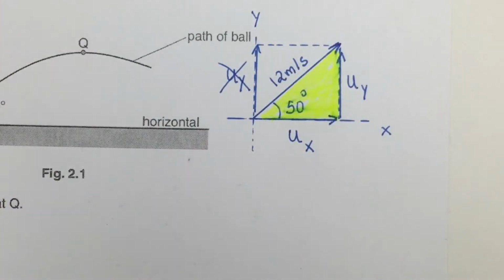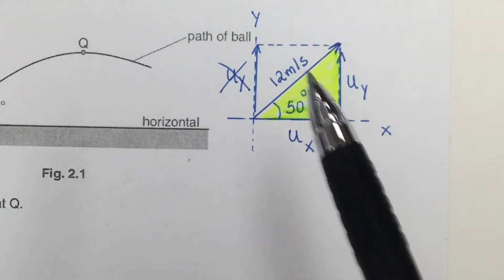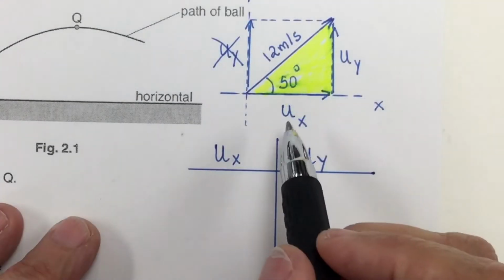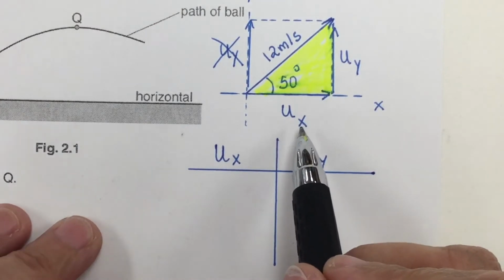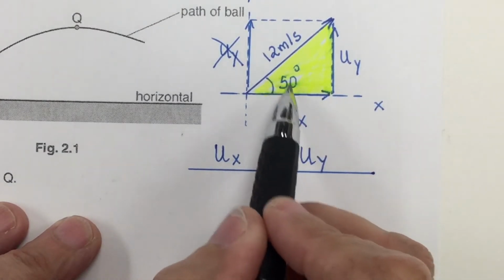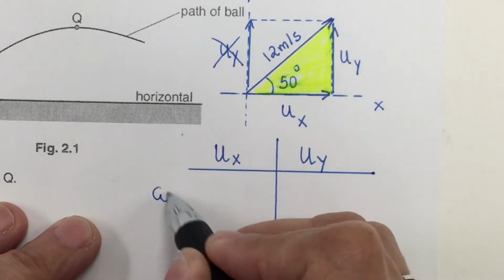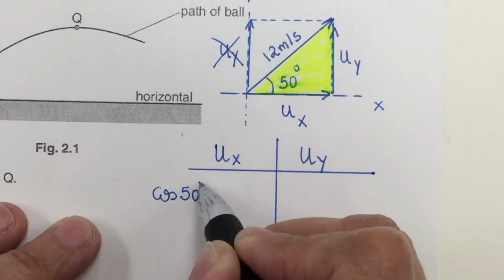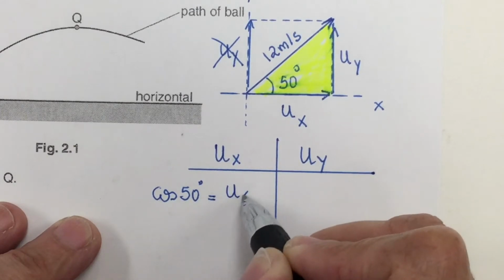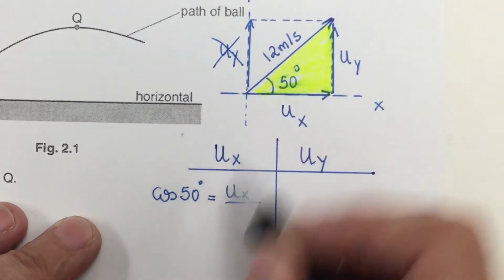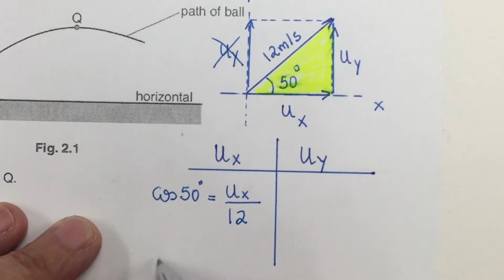Now I'm going to use sine and cosine to calculate the components of this vector. This is the x component, which is adjacent to this angle, so I'm using cosine. So cosine of 50 degrees is adjacent over hypotenuse, which is 12. So the horizontal component is 12 times cosine of 50.